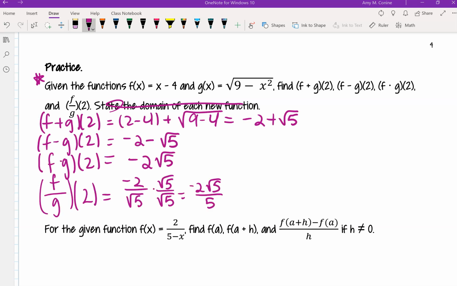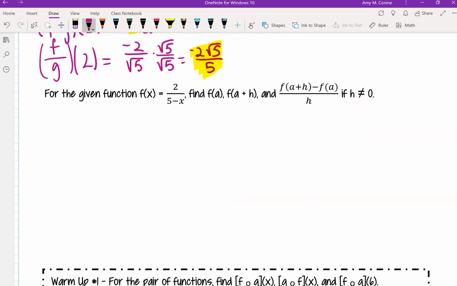So here's the answers that I got for your addition, subtraction, multiplication, and division. Actually, don't even worry about finding the domains. Okay, just leave this one alone. But this is what you should have for each of those operations. So hopefully you did all right with that.